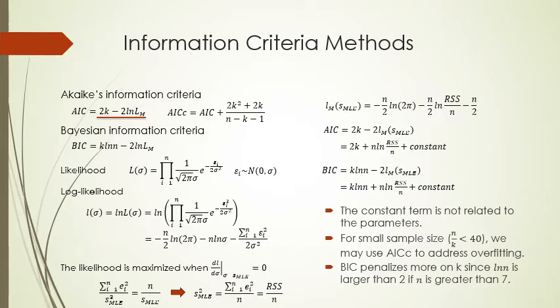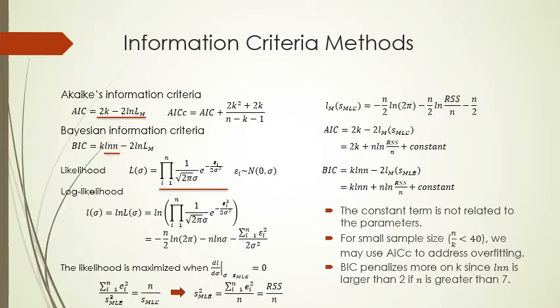BIC is the Bayesian information criteria. BIC has the log of n instead of 2. For the linear regression, we assume the error is normally distributed. Now let's find the maximum likelihood for a random sample of n residuals with the identical normal distributions. We have the likelihood function as this. Here, e_i is the residual i, and the standard deviation is sigma.